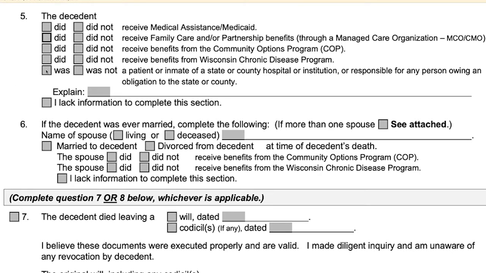The final option here is the decedent was or was not a patient or inmate at a state or county hospital or institution, or responsible for any person owing an obligation to the state or county. They give you some room to explain things here, and as above, if you need more than one short line to explain, you can put it on a separate sheet of paper, identify it on this line, and attach it to the application before you file it.